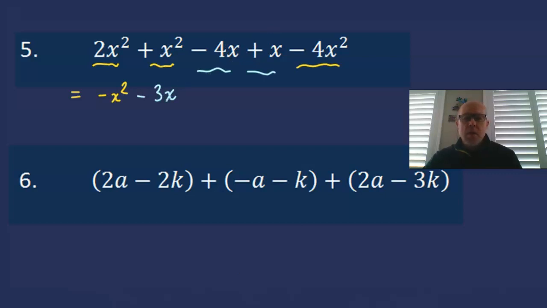And then collecting together the remaining two terms, negative 4x plus 1x is a negative 3x, so we'll have minus 3x. Moving on to example 6, when you have brackets that are in the question and they're separated by addition signs, we can just drop all the brackets and rewrite the terms.